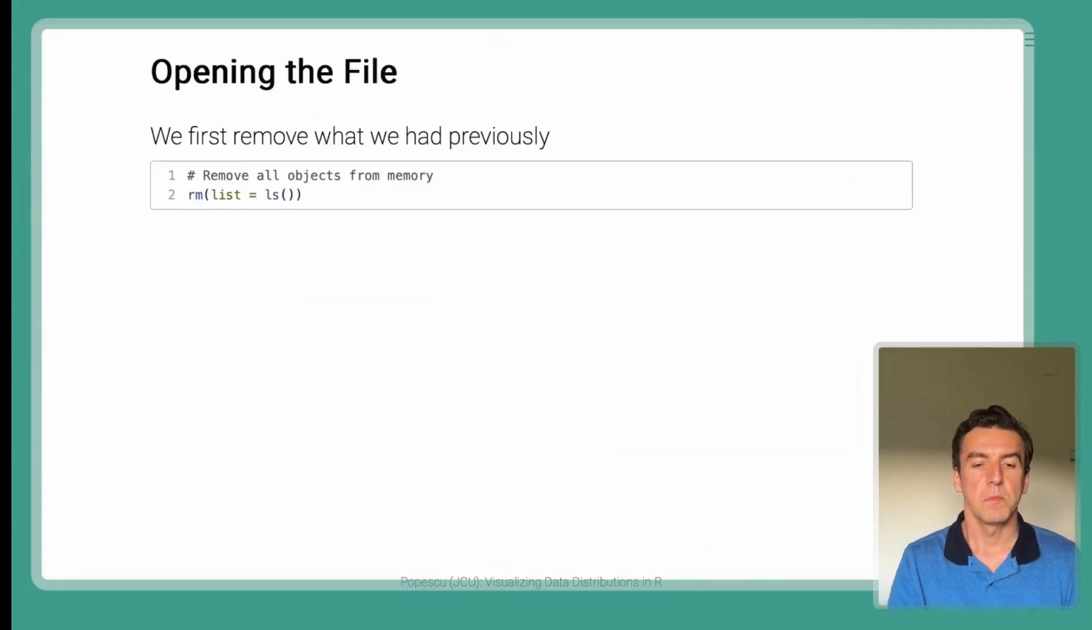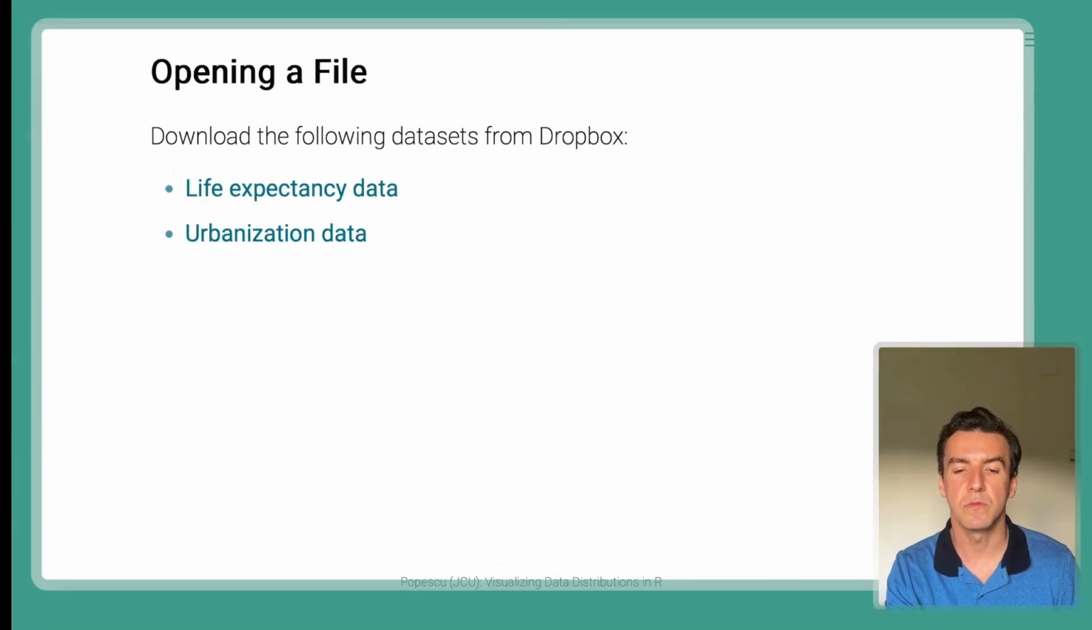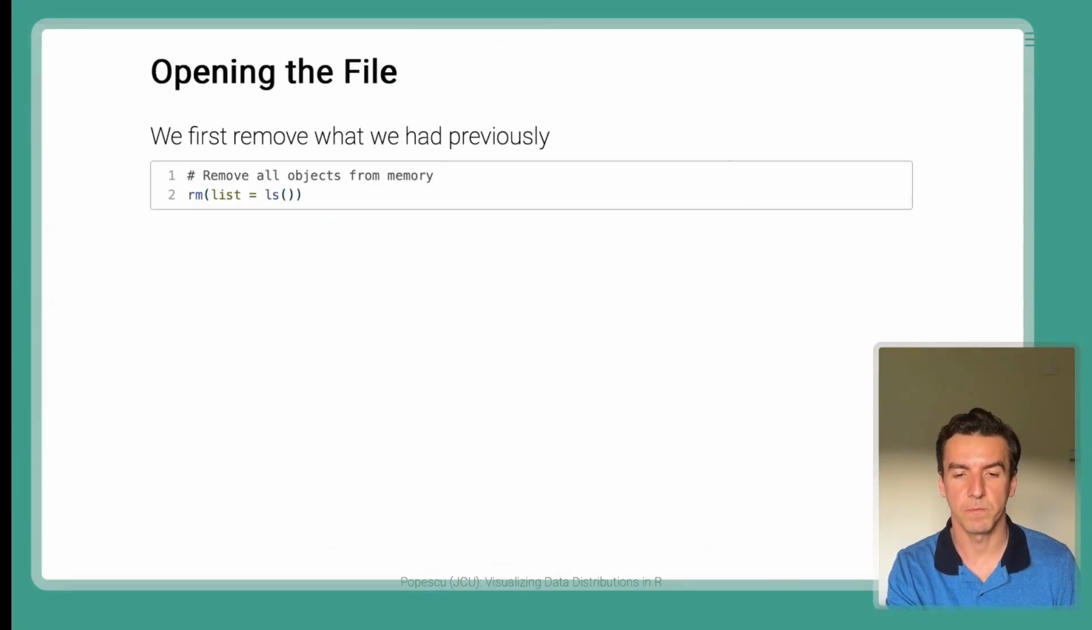Okay, before we get into the real work, we're going to first remove everything that we might have loaded up previously. Datasets, lists, different vectors. So the way we do this is by simply typing in rm(list = ls()). So this is going to remove everything from memory.